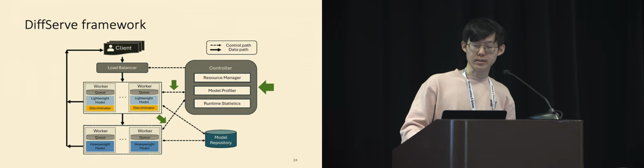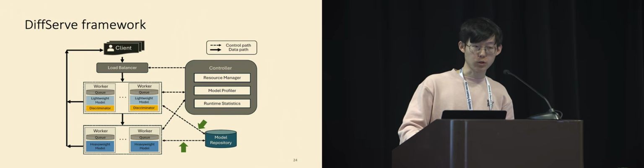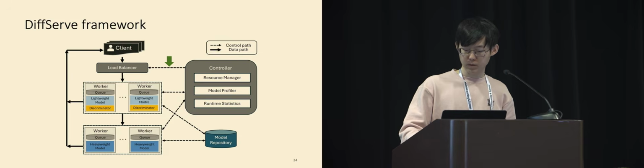Meanwhile, workers send status updates to the controller, and the controller uses the information to make resource allocation decisions and loads the right model from the repository. It then updates the load balancer so that queries can be routed to appropriate workers. And this is the control path and data path of DiffServe.